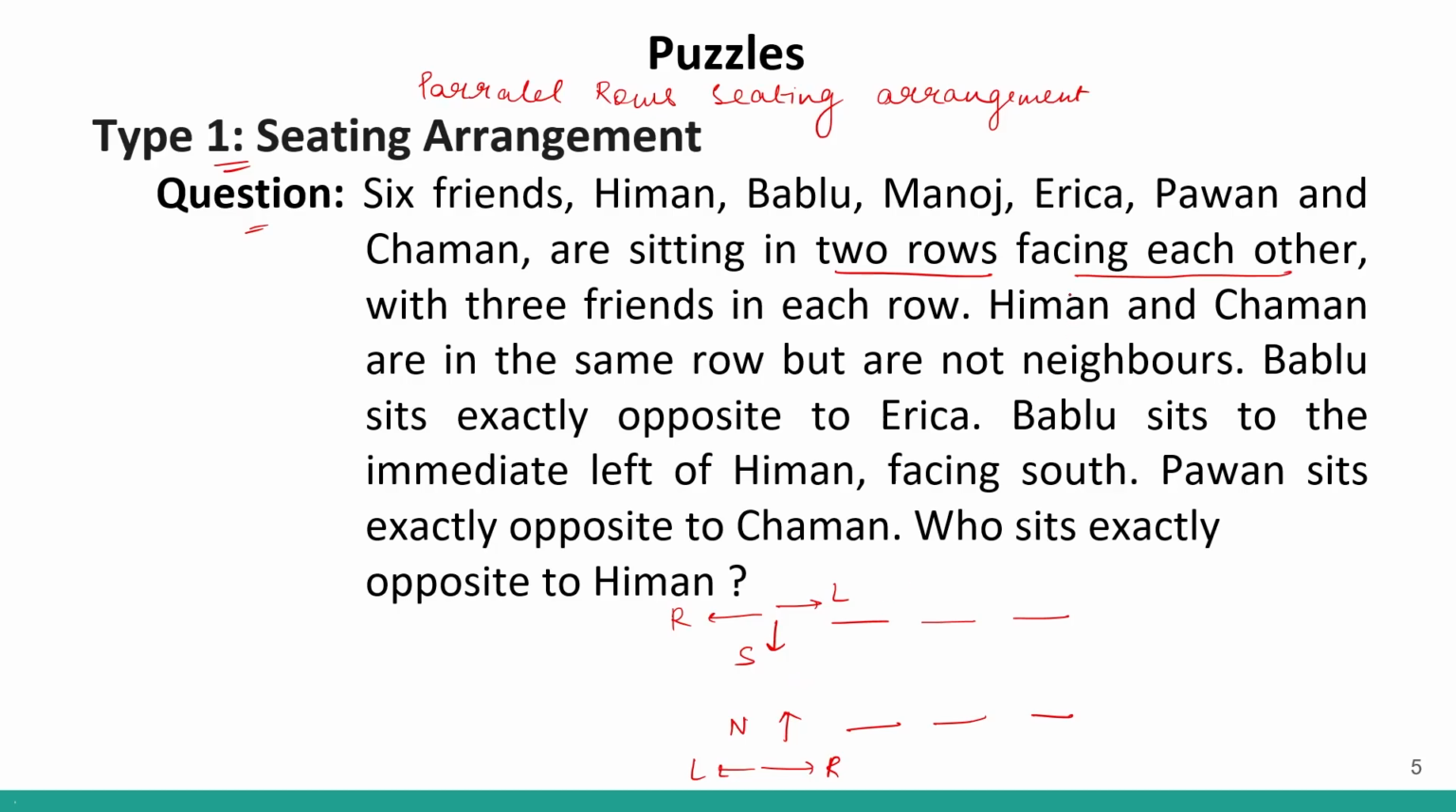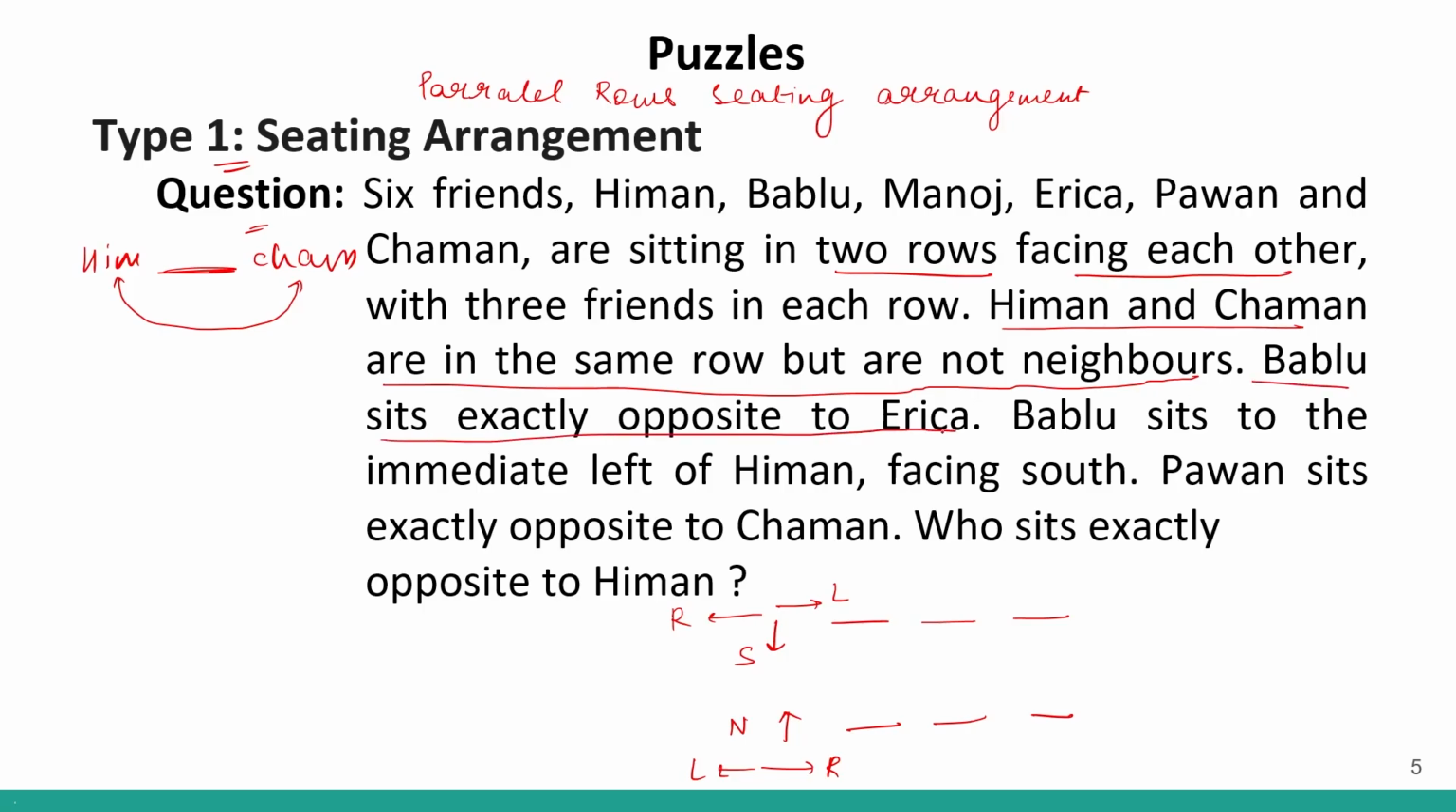Okay? Now, Himan and Chaman are in the same row but are not neighbors. So they're not neighbors, means there is one person between Himan and Chaman. Also, they are interchangeable because we don't know who sits on the right end and who sits on the left end. Okay, it is given to us Bablu sits exactly opposite to Erika.